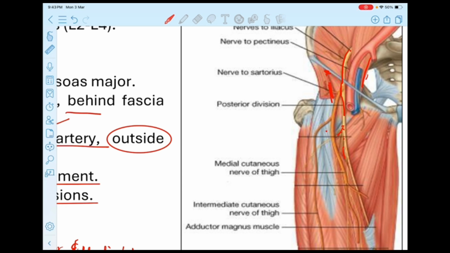We also have the muscular branch to the rectus femoris, or the quadriceps femoris to be specific, so all of the quadriceps muscles.